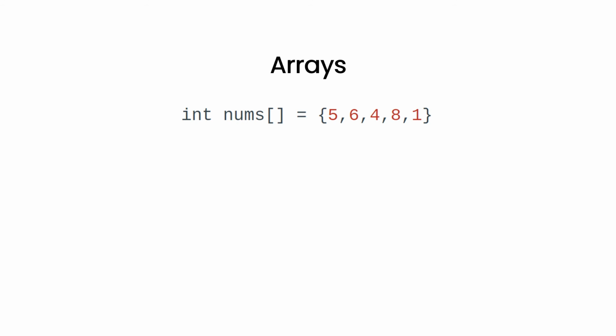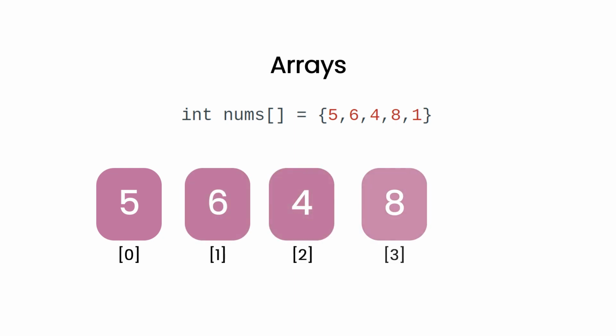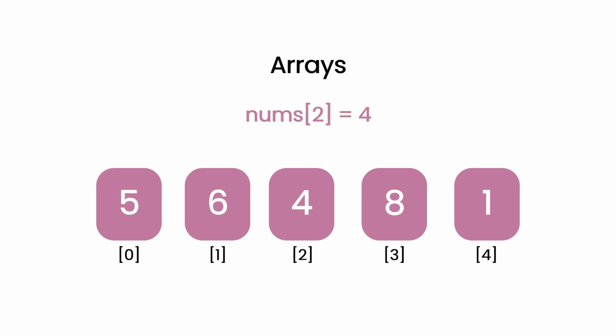It's important to keep in mind that the index of the first element in an array is 0 rather than 1, so in this case the index values are 0, 1, 2, 3 and 4, and we can use these to access elements within the array. Let's say I wanted to get the value 4 out of this array. Now I know that it's at position 2, so I can simply use this as the index value and access it from the array like this.